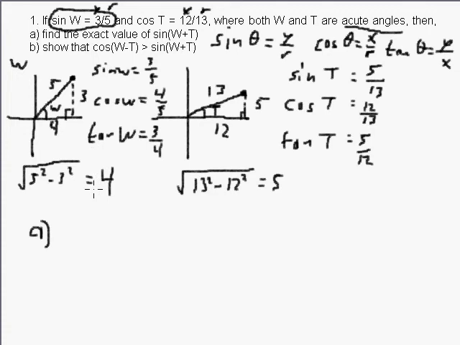Anyways, so here's what you're going to do. Find the exact value of sine of w plus t. Now this is a crazy question because you need to know the sine of w and cos of w. I have the exact answers of those. I know the sine of t and the cos of t. I have the exact answers of those. I didn't need tan, but I just found that out so you know what's going on. And I want to find the exact value of the sine of w plus t.